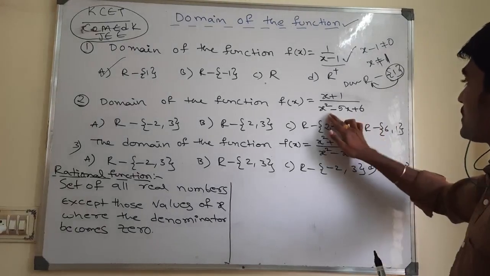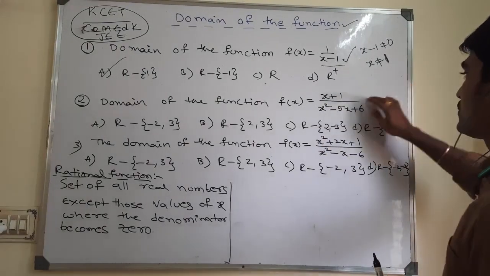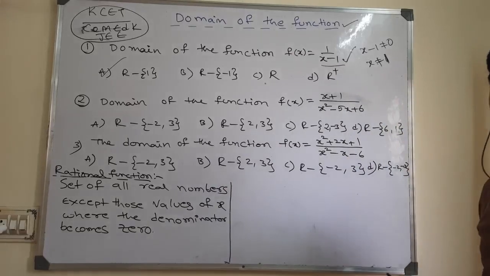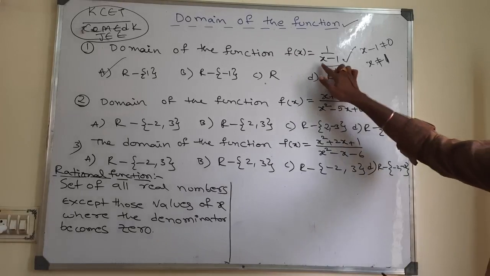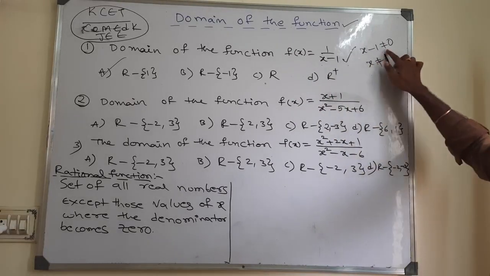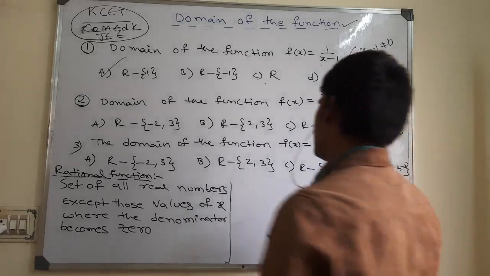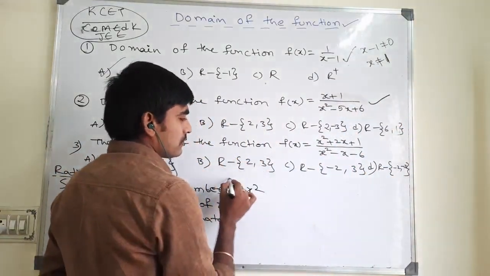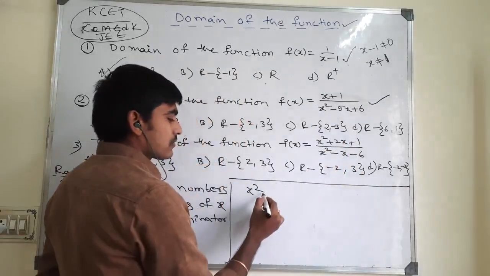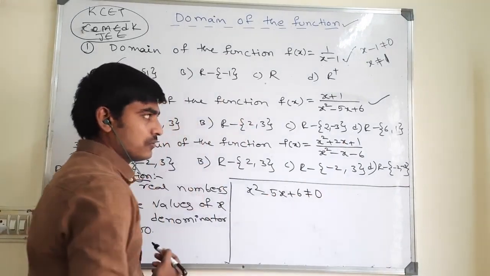So next, come to the second question. Please observe here. This is also a rational function. How to solve this rational function? I am telling you, always consider the denominator value and write it not equal to 0. Here the denominator is x square minus 5x plus 6, and it is not equal to 0.